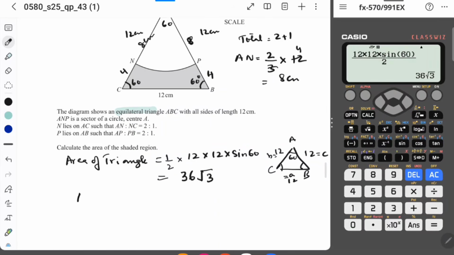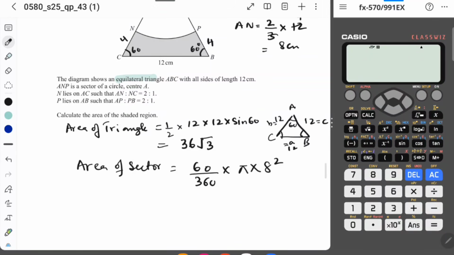The area of the sector is required: theta over 360 degrees times pi r squared. That is 60 over 360 degrees into pi into 8 squared. You can do it like this or write it separately. So that equals 32 over 3 pi.